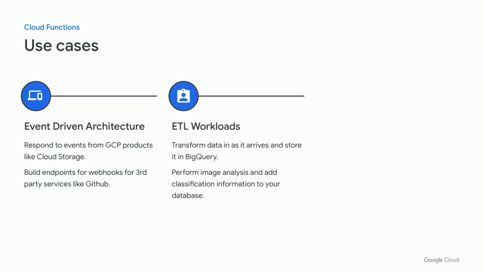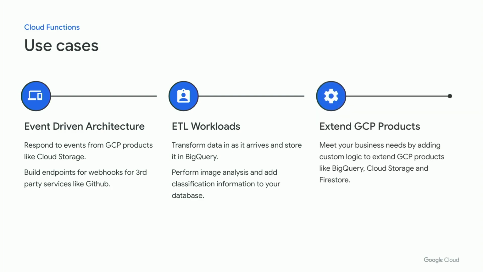A lot of the data that your business collects may require some massaging before it's ready to be used or provide value. Cloud Functions are great for these ETL pipelines and can transform input data into more useful information that can be stored in BigQuery or other databases. You can also use Cloud Functions to extend GCP products. BigQuery remote functions let you add custom logic to your SQL queries using any of the 7 supported languages, including Python and Java.